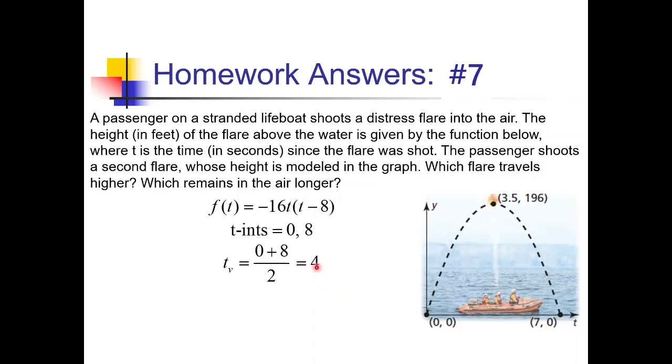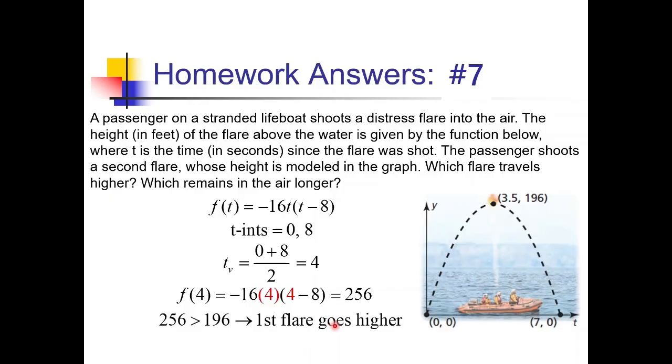So this is the time at which we reach our maximum value for that first flare. To find the maximum height, we just have to plug 4 back into the f function right here. So I have 4 minus 8, which is negative 4. 4 times negative 4 is negative 16, and negative 16 times negative 16 gives us 256. Now 256 is higher than the 196, so that means that the first flare, which is what gave us this function, is going to go higher up than the second flare.